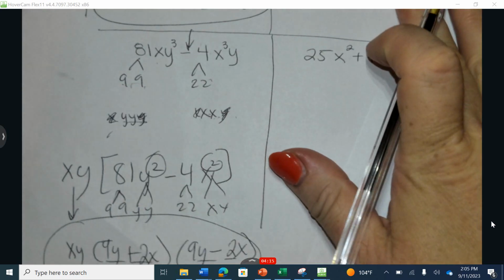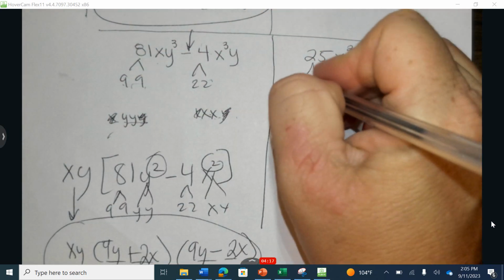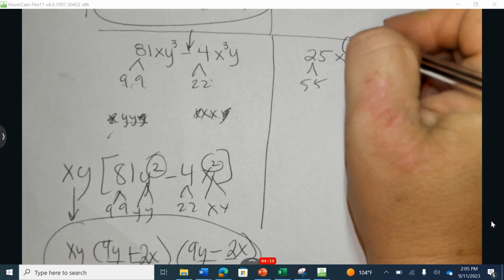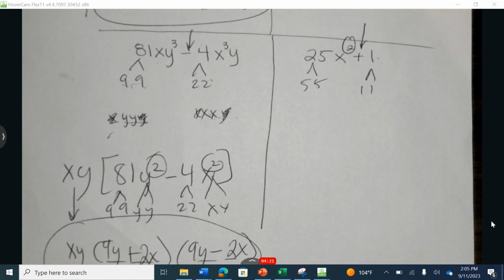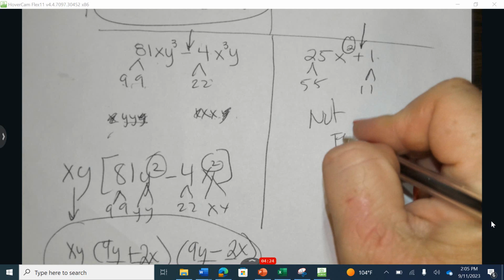Our very last problem. We have 25 and 1, great. 5 and 5, 1 and 1, divisible by 2. But notice we don't have subtraction in the middle. So this is not factorable.